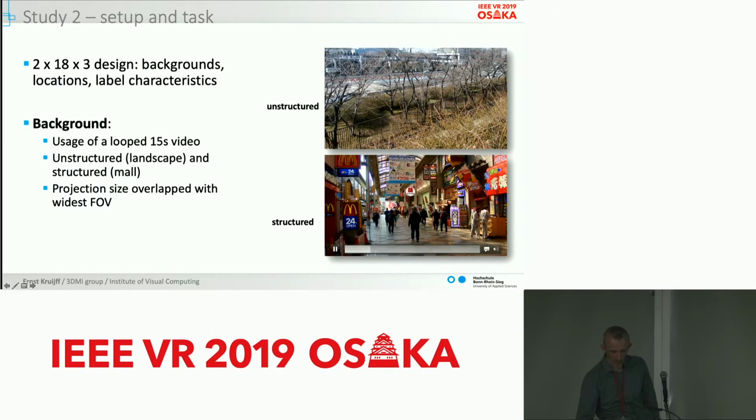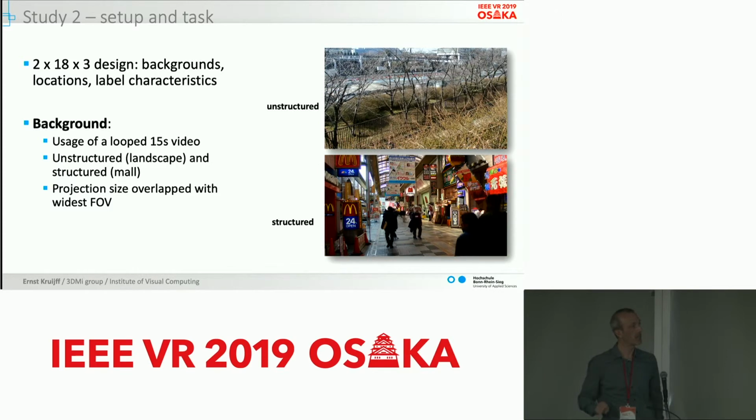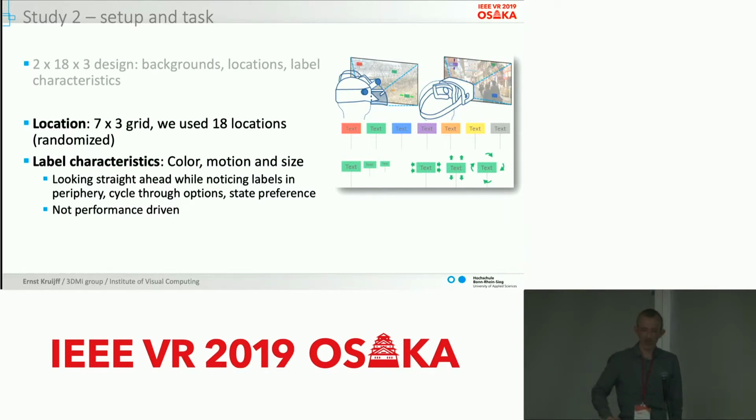Yeah, okay. So the lower background is rather hectic, with a lot of people moving through, lots of bright, flashing colors, whereas the top one has a more equal shape and less movement. We wanted to see how the label characteristics reacted to the different backgrounds. So we had a grid where we showed the labels, and we changed color, motion, and size of the labels. We showed them in different locations in this grid and analyzed later on if there was any effect.